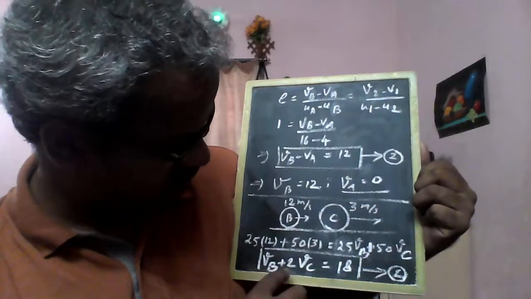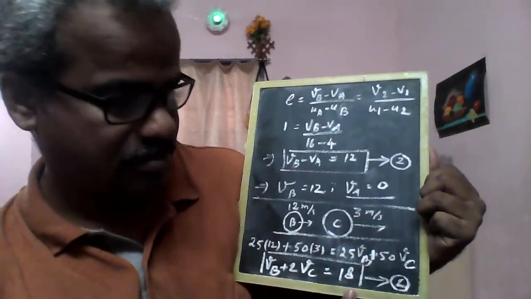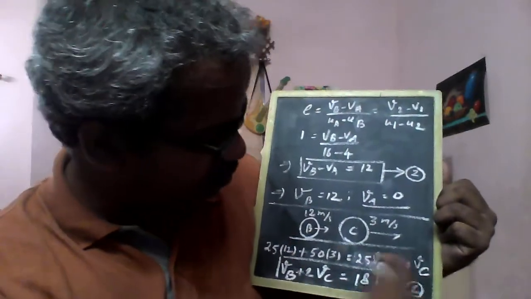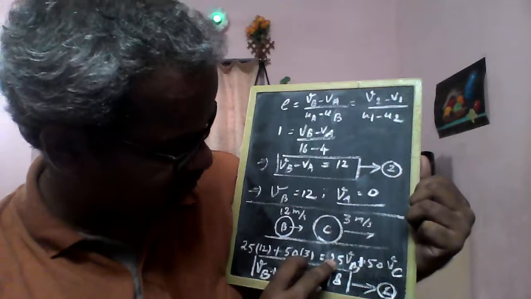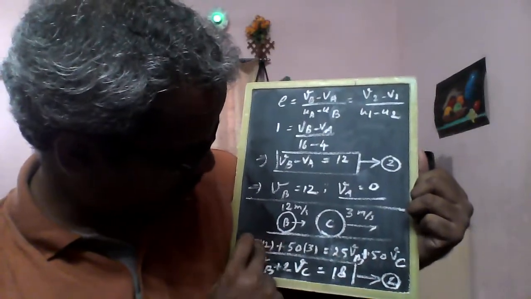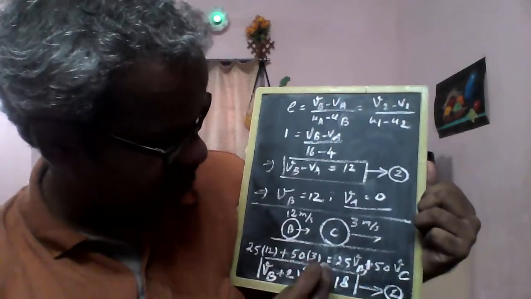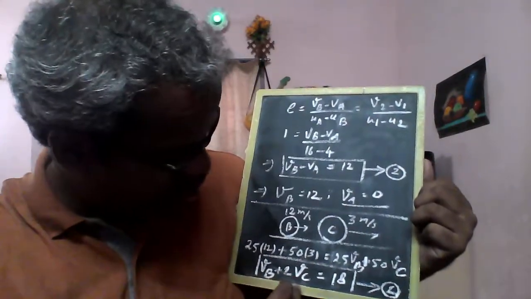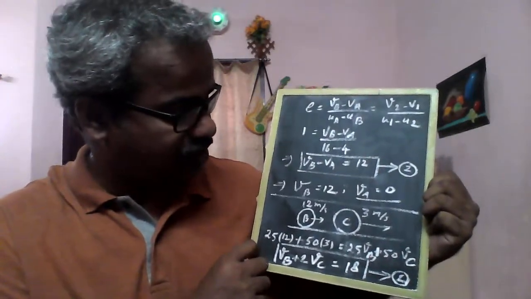So VB plus 2VC will be equal to 18. I divide the previous conservation of momentum equation by 25. If I divide by 25, I get 12 plus 6, 18. So it will be VB plus 2VC is equal to 18. That is my first equation for the second impact.